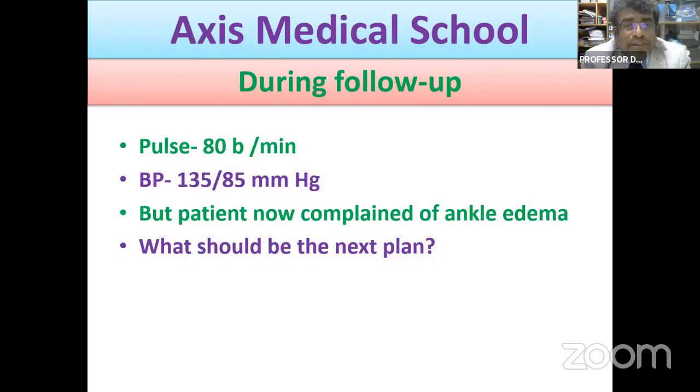After giving the calcium channel blocker, his pulse is 80 beats per minute. Blood pressure is now controlled, 135 over 85 millimeters of mercury. But the patient now complains of ankle edema. So instead of giving a beta blocker, that is atenolol, we switch to a calcium channel blocker like amlodipine. This is a first line antihypertensive drug, but this patient has some adverse effects like ankle edema.